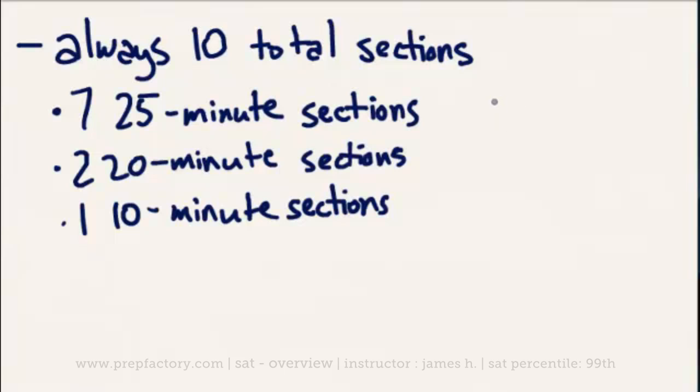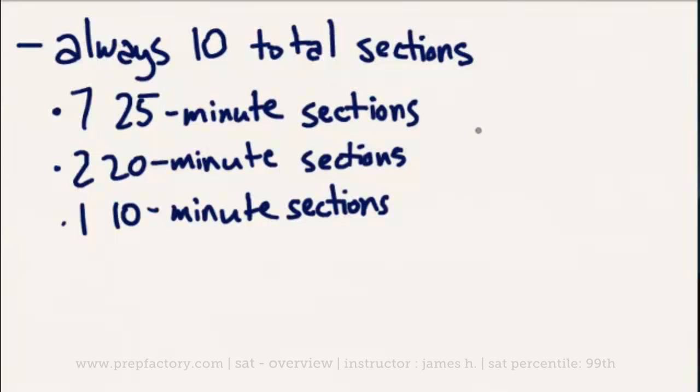The way these are put together, those 7 25-minute sections will always contain 2 reading sections, 2 writing sections, the first of which will be the essay, and 2 math sections. The 7th section, the final section there, will either be reading or math. That 7th section is going to be unscored. It's what we call an experimental section.